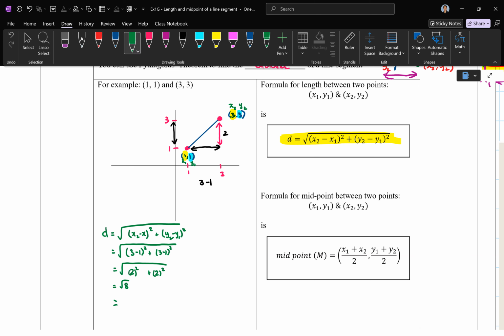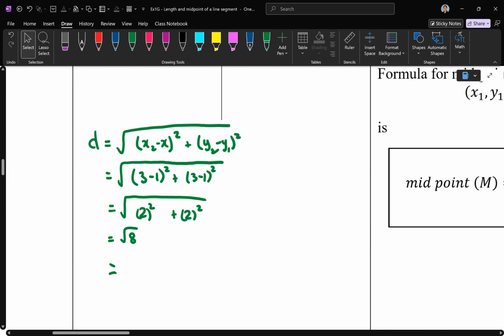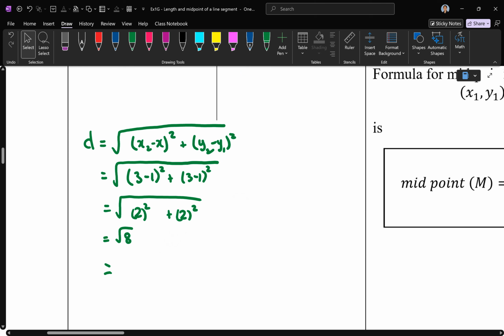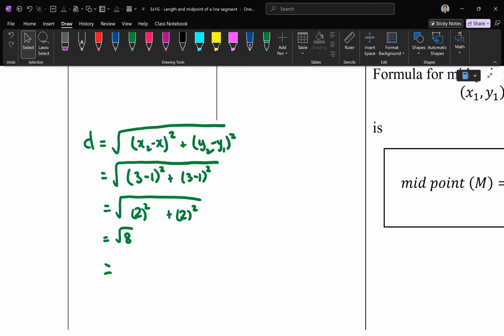Anyone know how to simplify this? Otherwise we'll do that in the next, I think, chapter when we get to indices. Anyone know how to simplify root 8? Hands up. Raph? Is it like 2 root 4 or something? 2 root 2? 2 root 2 is correct.